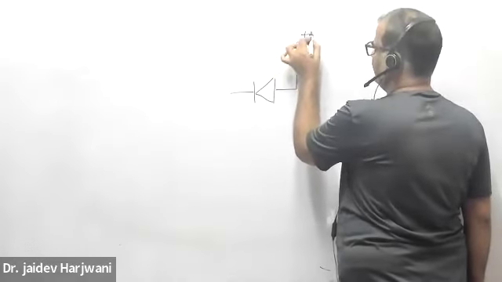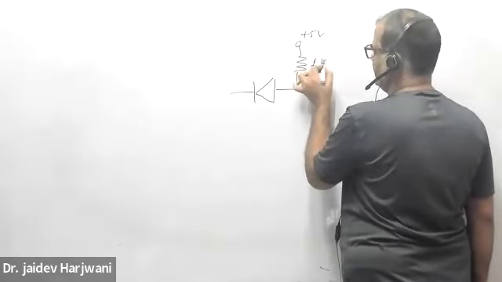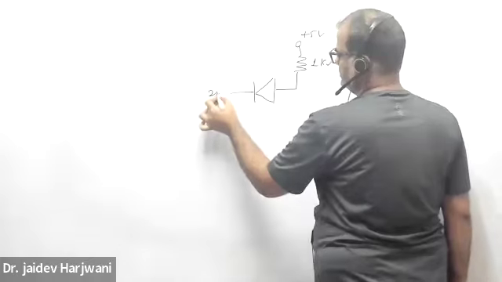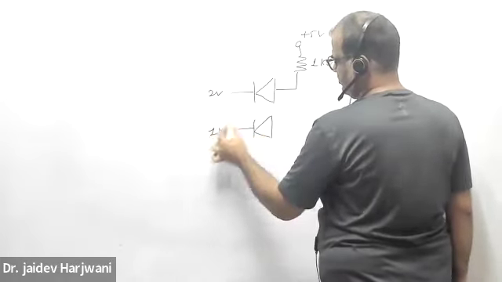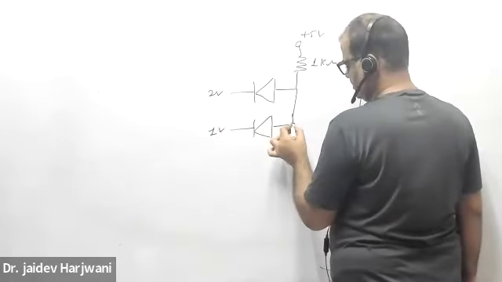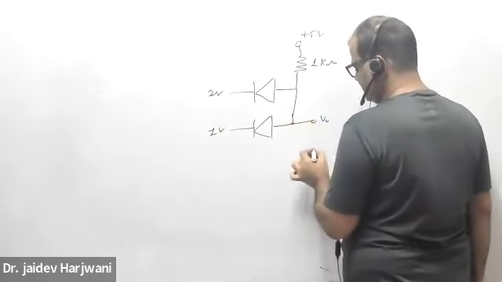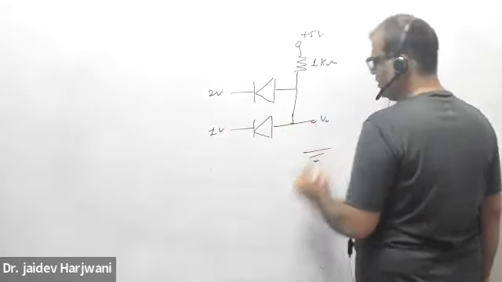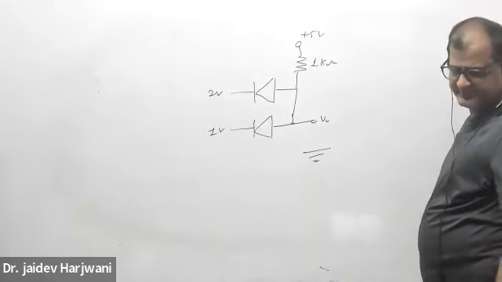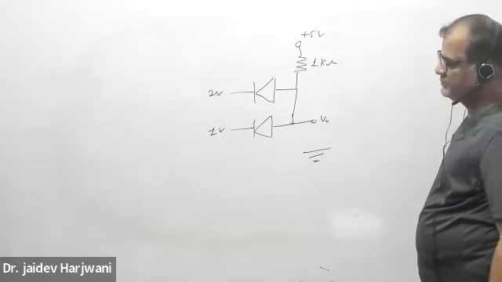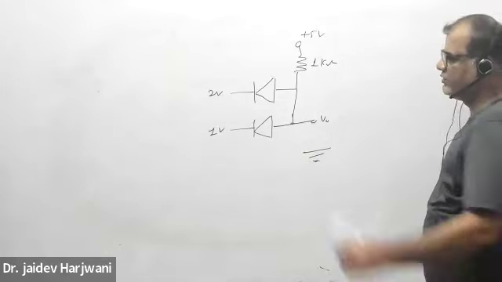This is say 5 volt, this is the 1 kilo ohm. Okay, this is 2 volt, this is 1 volt. Okay, and here I am measuring the voltage with respect to ground. Okay, now tell me which will conduct, D1 or D2?